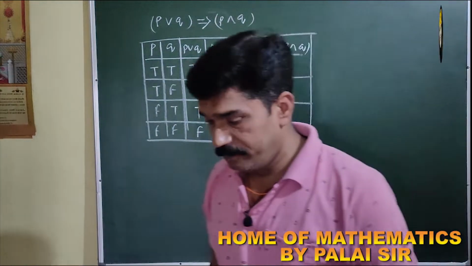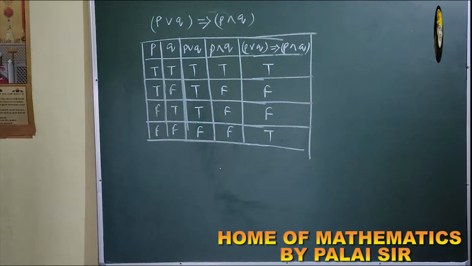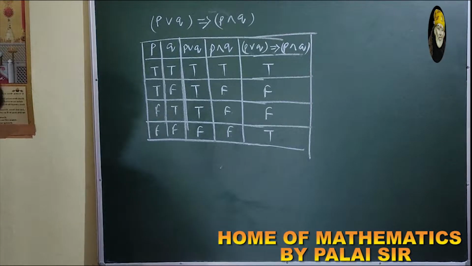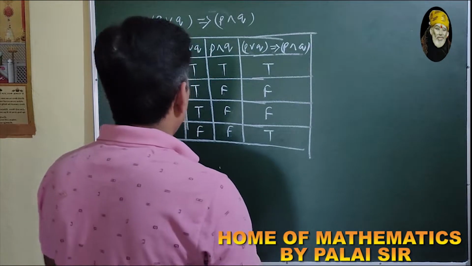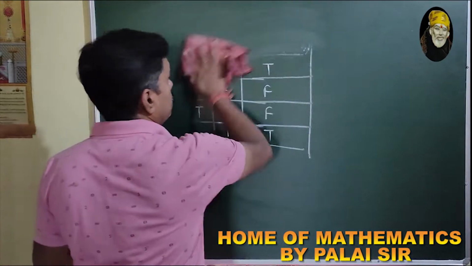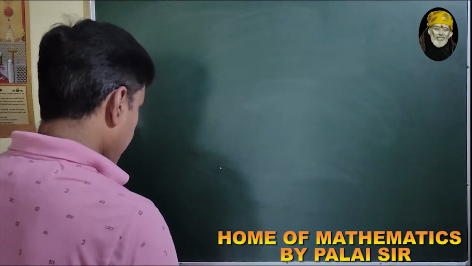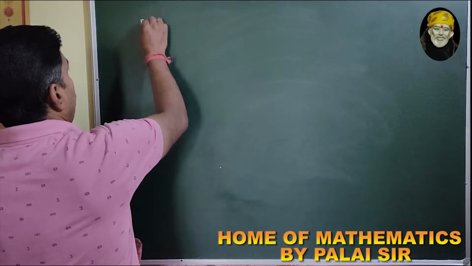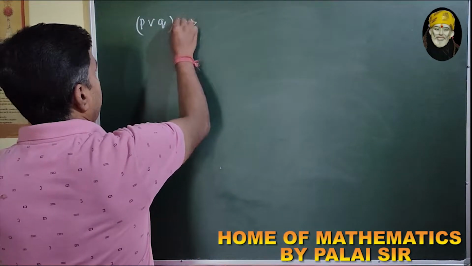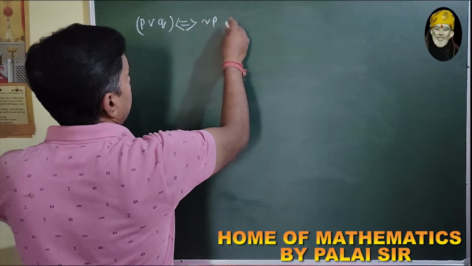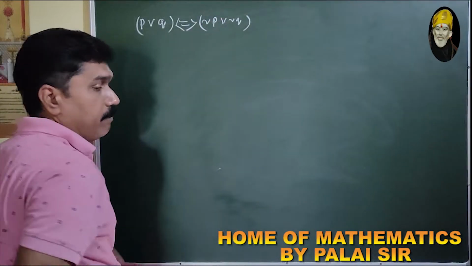Like this you have to solve the other problems. I am taking some examples of other problems. Here you see some other problems. Suppose you are taking another problem here. Suppose it is given as P disjunction Q, double implication, negation of P, disjunction, negation of Q. This is the problem.